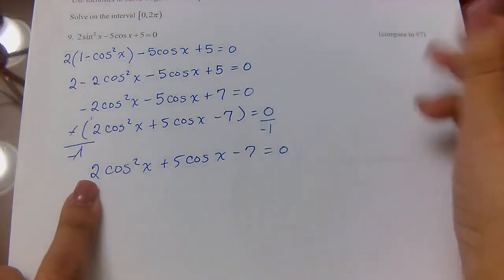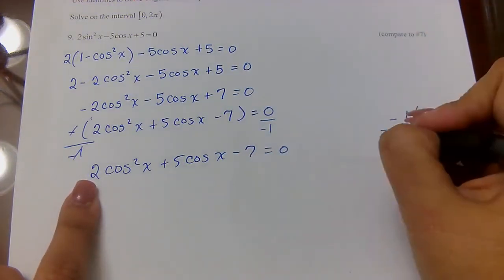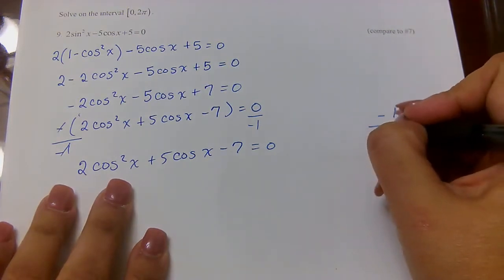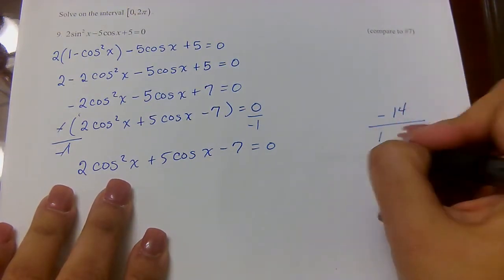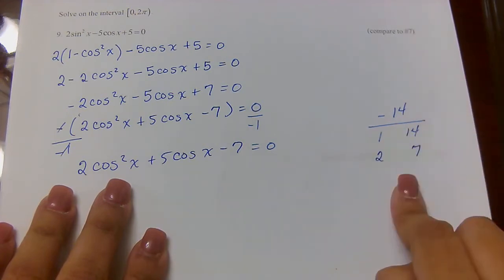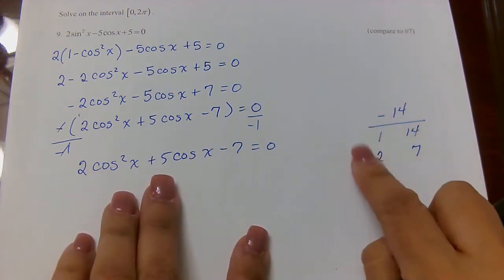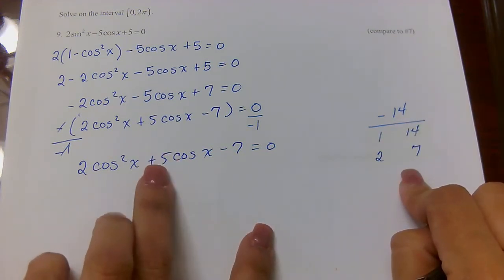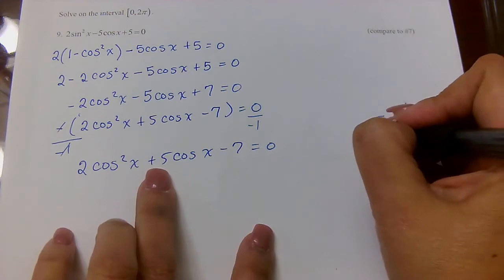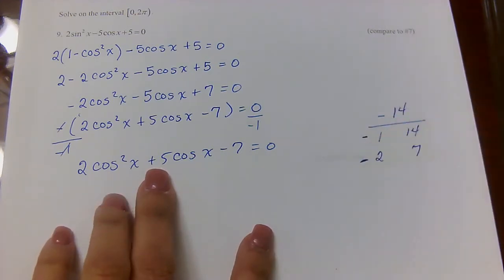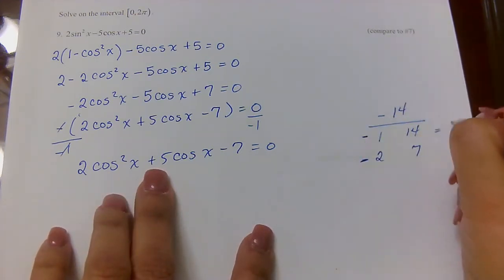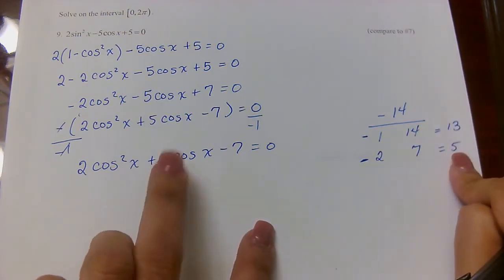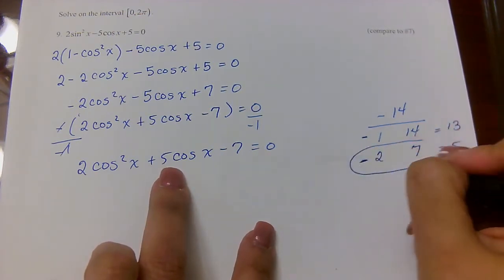2 times -7 is -14. So now I'm going to go ahead and find all the factors of -14. 1 and 14, 2 and 7. That's all we have. Because it's negative, we can see that one has to be positive and the other has to be negative. The larger value will be positive. So that means the smaller value will be negative. Okay? If I add across, I get a positive 13 and then a positive 5. This is the value that I want, so these are the two that I'll be using.